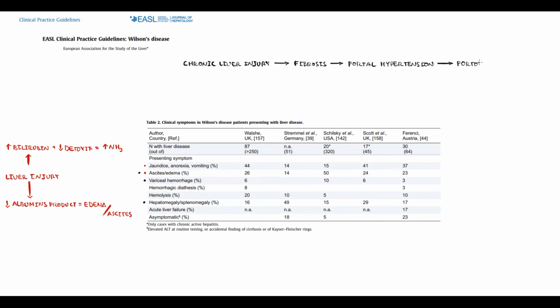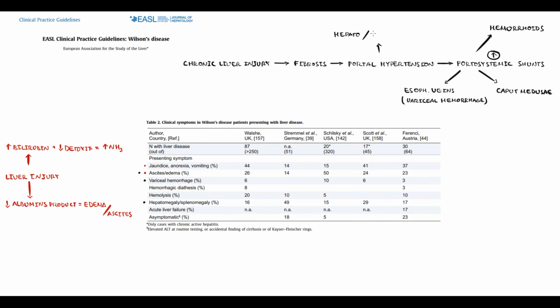And portal hypertension causes formation of portosystemic shunts, which leads to the formation of esophageal varices. And we know that at some point it can be complicated by variceal hemorrhages. Also, it causes formation of caput medusae, and it causes formation of hemorrhoids. In addition to this, portal hypertension with time will cause accumulation of blood in the liver and in the spleen, which will cause hepatomegaly and splenomegaly.